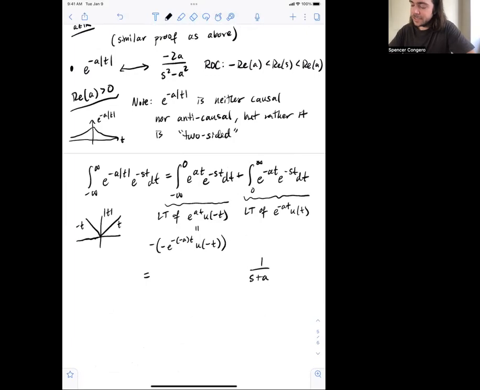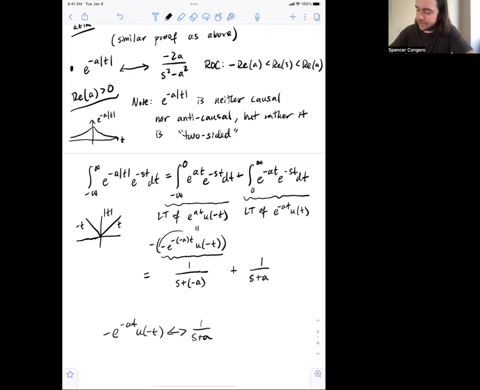Okay, and what about the Laplace transform of this function? Well, we saw the Laplace transform of this function was actually the same Laplace transform we got here, right? These were the causal and anti-causal versions. It's just now I have a negative a instead of a. So I'm just going to get 1 over s plus negative a, right? Just to remind you, negative e to the negative at u of negative t has the Laplace transform pair 1 over s plus a. And so all I'm doing is taking that and plugging in negative a for a. And so I get s plus negative a. That's all I'm doing.